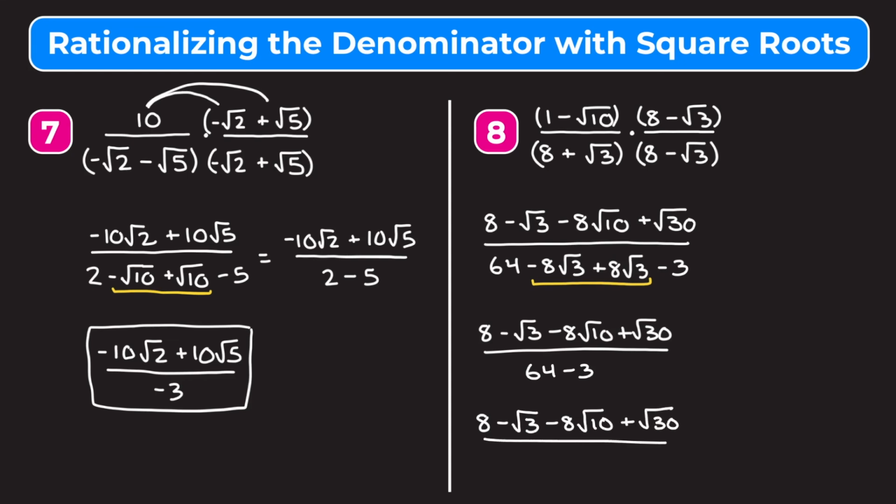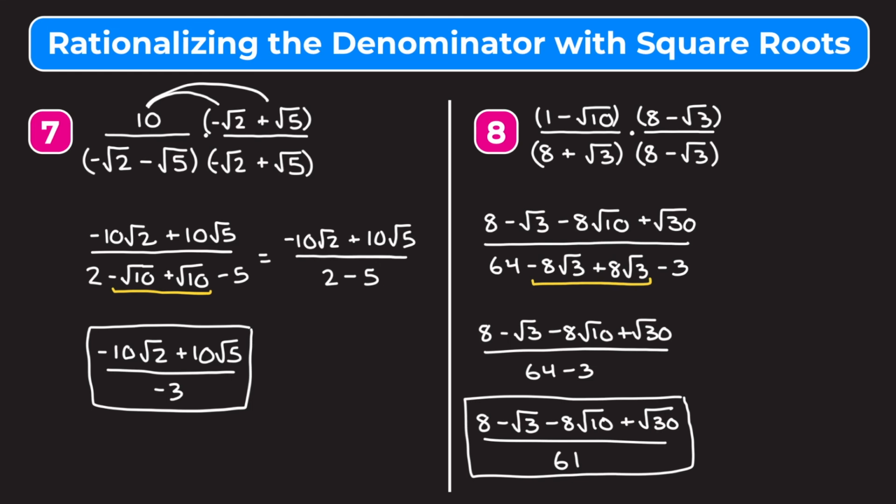On the bottom, 64 minus 3 is 61. So we get the quantity of 8 minus root 3 minus 8 root 10 plus root 30 all over 61 as our answer. So hopefully that video helped you guys understand how to rationalize the denominator with square roots.